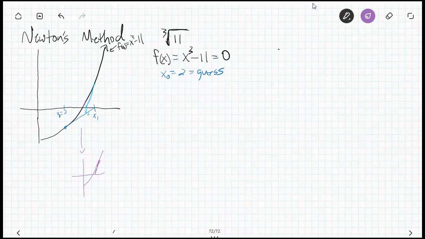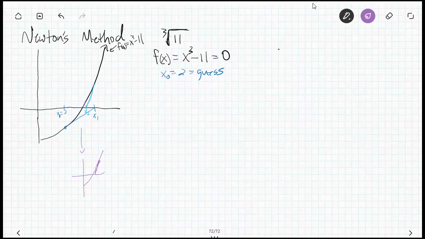That new value of x becomes your new quote-unquote guess. That goes back up to the curve. You draw a new tangent line using that new point. That becomes x sub 2. That's your second guess. That goes up. Then we find it, right? We get closer and closer and closer.